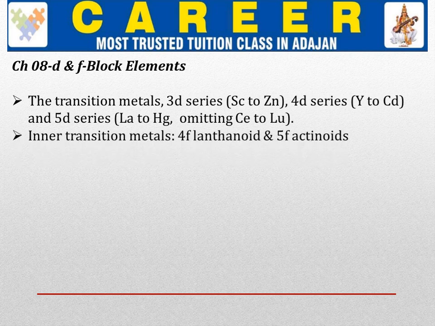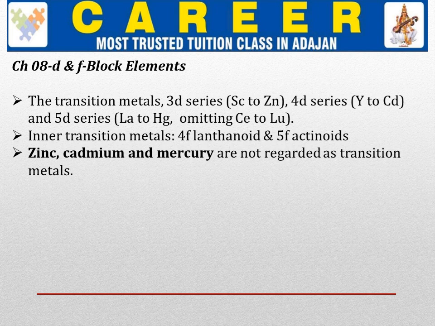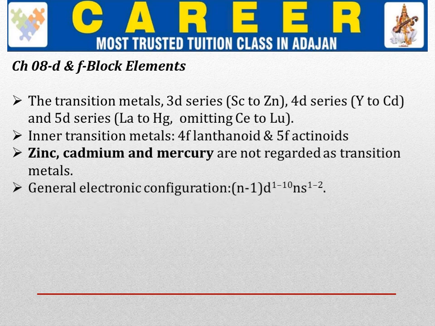Inner transition metal 4f series is called the lanthanoid series, located in the 6th period, and the 5f series is known as the actinoid series, located in the 7th period. Zinc, mercury and cadmium are not considered transition series elements. They are part of the d block but are not considered transition series elements.